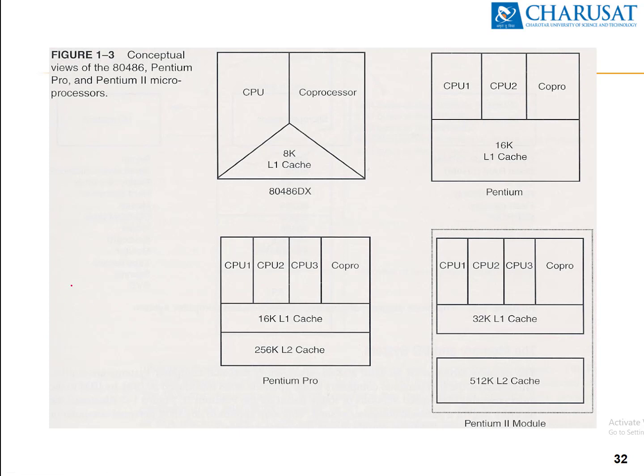This is the difference between 80486, Pentium Pro and Pentium 2. In the 486 there is only one CPU or one ALU. In Pentium there are two ALUs and one core processor. In Pentium Pro there are three ALUs, one core processor, 16K L1 cache and 256K L2 cache. In this schematic diagram, the L1 cache is shared across CPU1, CPU2 and CPU3, meaning ALU1, ALU2 and ALU3.